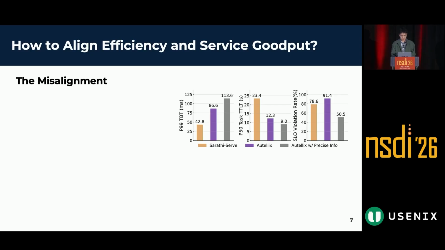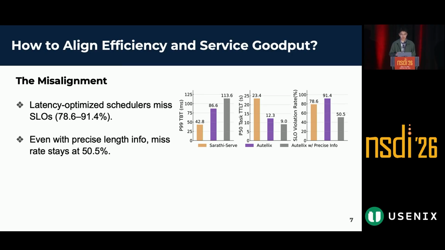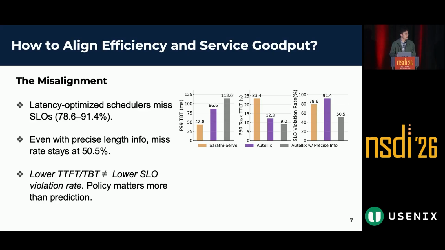Before introducing our solutions, let me share what motivated it. We found a striking misalignment between latency optimization and actual service goodput. Look at the rightmost bar chart. Today's latency-optimized schedulers like chunked prefill will miss the SLOs on 78 to 91% of requests. And here's the surprising part. Even when we give the oracle precise length information to the scheduling system, the miss rate is still over 50%. The lesson is clear: lower TTFT or TBT does not translate to lower SLO violations, and policy matters more than predictions.